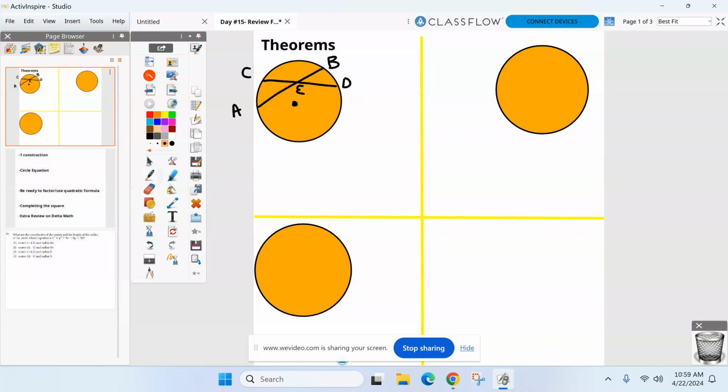Remember, there is nothing from Circle Quiz 2 on this quiz, so I don't care about finding this floater angle. That's not useful for you tomorrow. What I need is, how do I find the length of CE? How do I find the length of AB, ED?